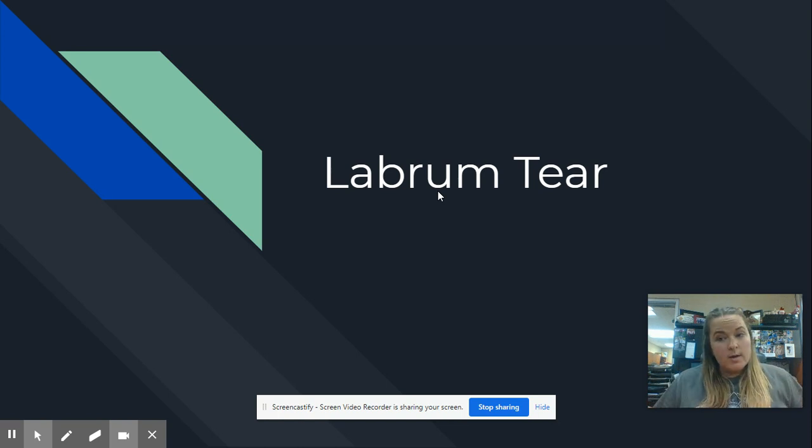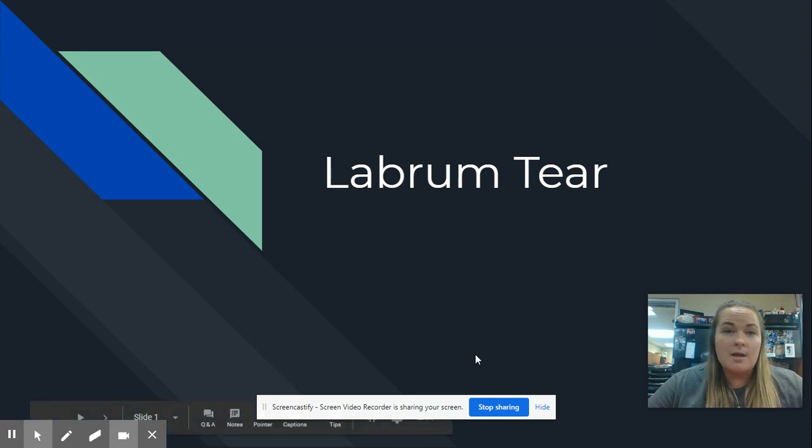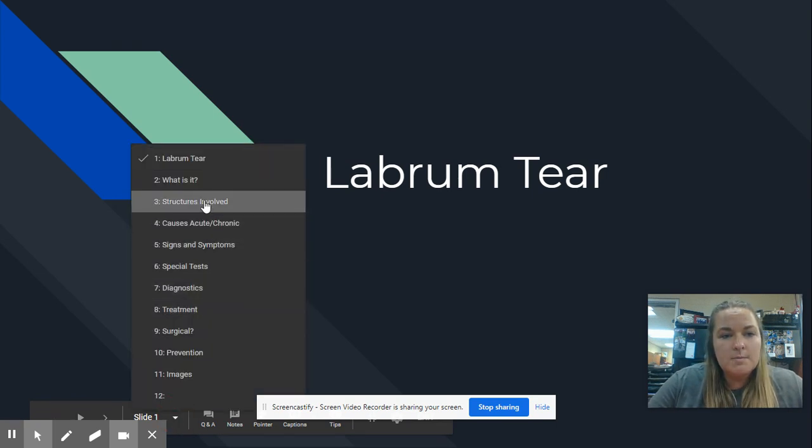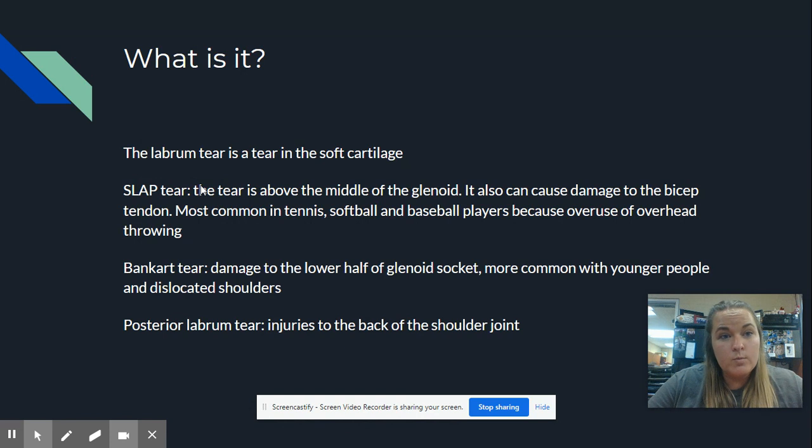So I figured the way to start it would be to show you guys an example of what I expect. This isn't anything hard. A lot of this you can find on the internet, so it's not too big of a deal. This is an example of one that Kaylin did last year over a labrum tear, which is in your shoulder. I will have a rubric for y'all, so that way y'all know exactly what needs to go on there.